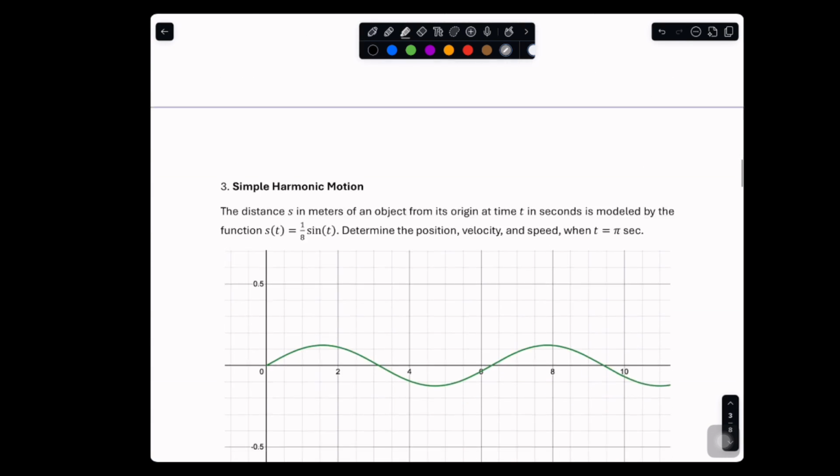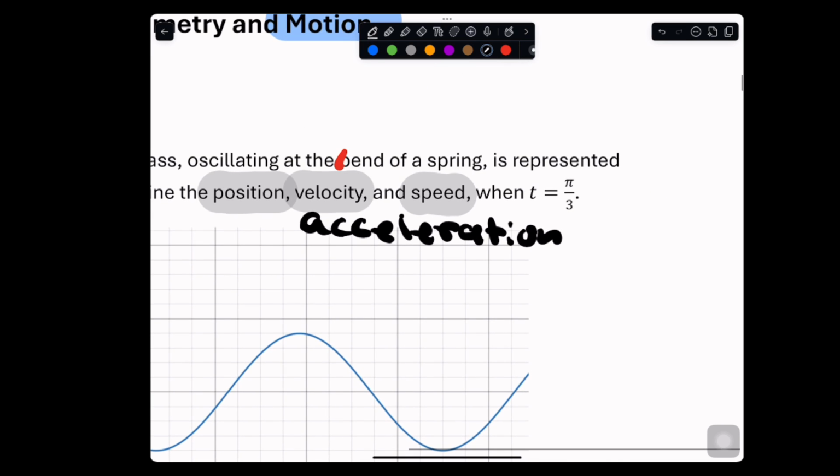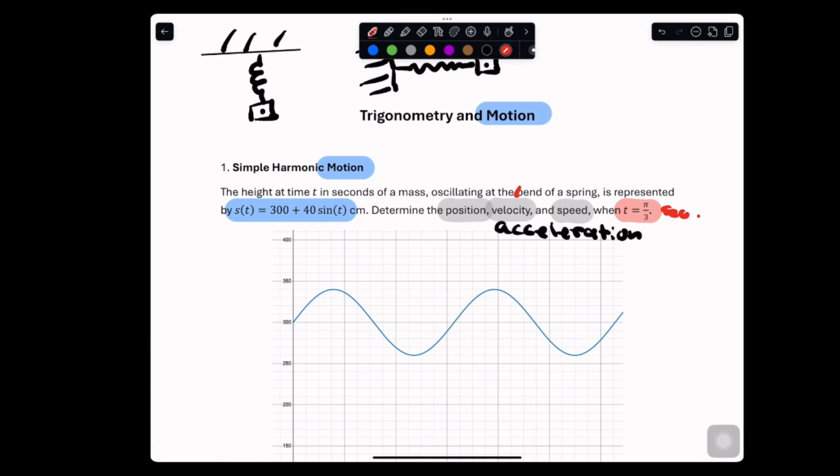I'm going to have to change that when I get home. And what? We'll say speed. We'll answer the speed question, but I also want to add acceleration as well, so I'll do that here. When t is what? Pi over 3 seconds. I might want to reword everything. Okay, I'm going to correct that typo.